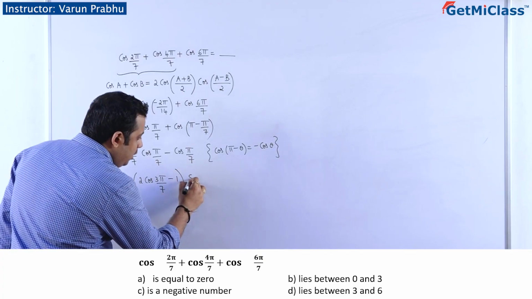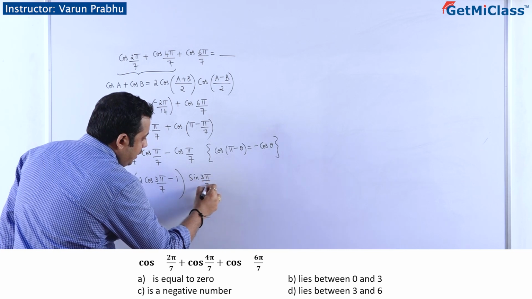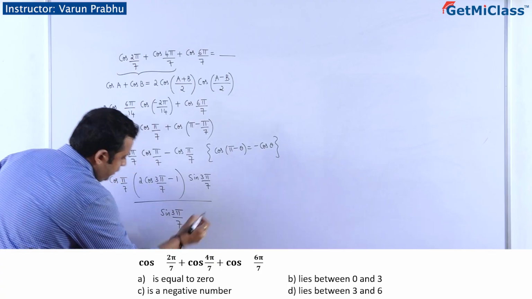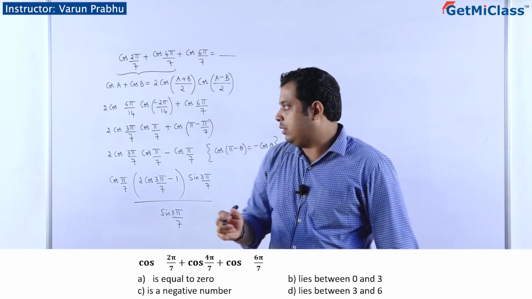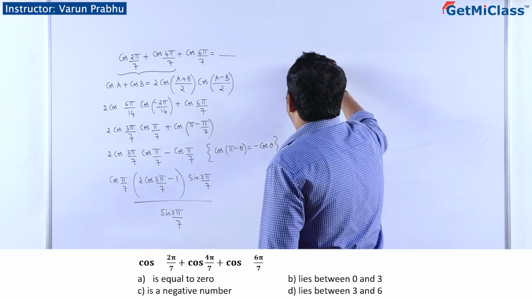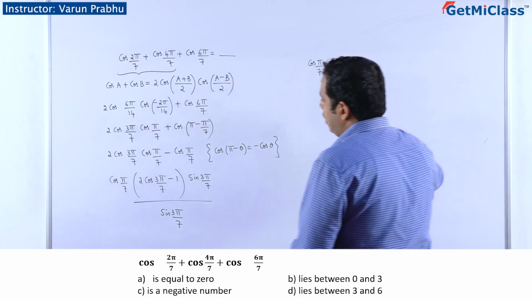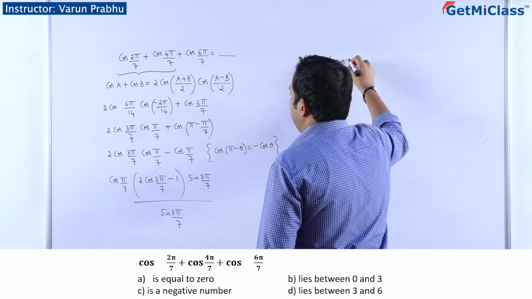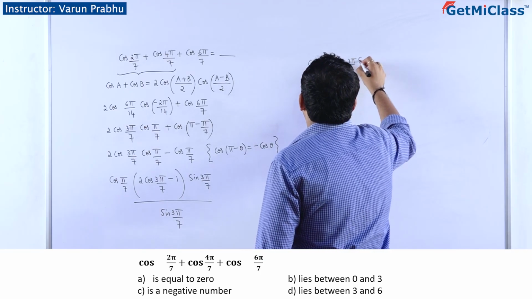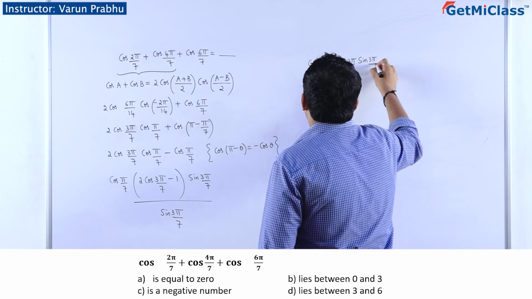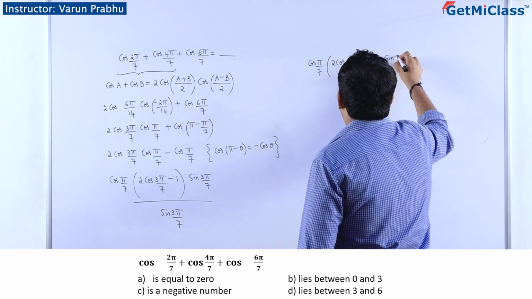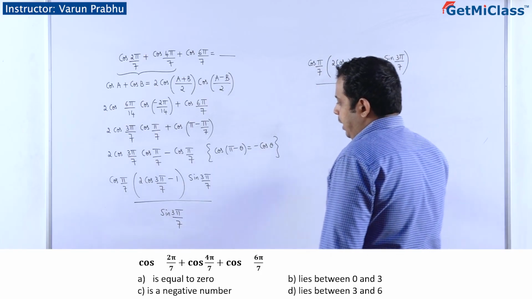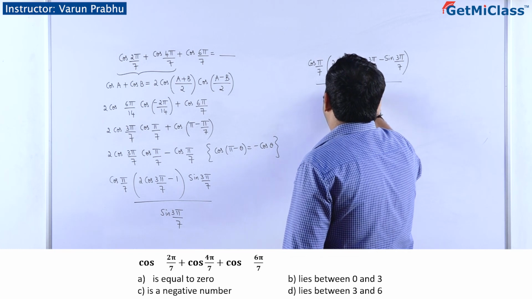Is it right? What I'll do now, multiply by sin 3 pi by 7 and divide by sin 3 pi by 7. Is it okay? So what am I left with here now? I'll be left with the cos pi by 7 into 2 cos 3 pi by 7 into sin 3 pi by 7, correct, minus of sin of 3 pi by 7, whole divided by sin of 3 pi divided by 7, correct.